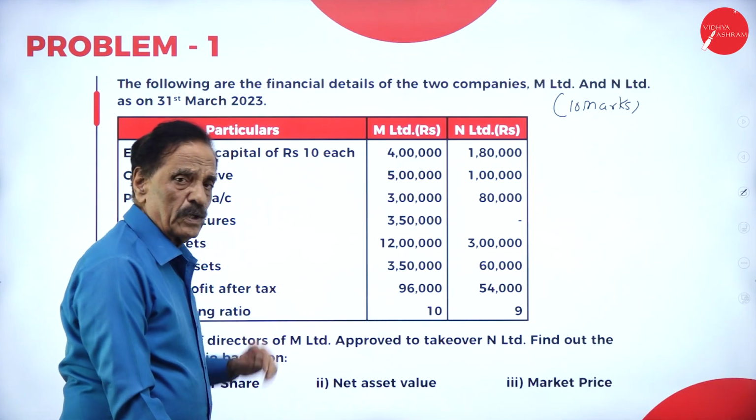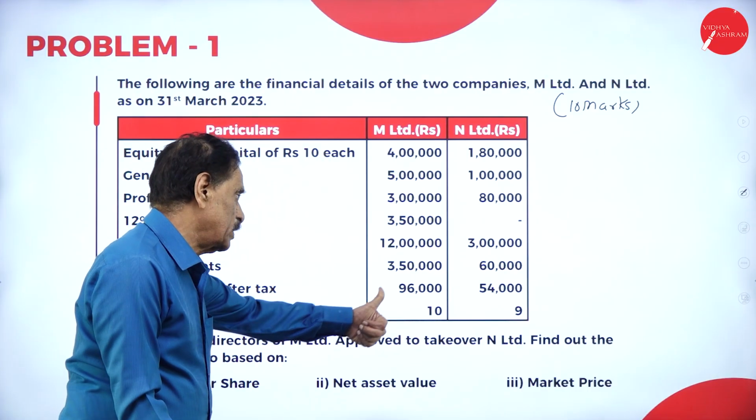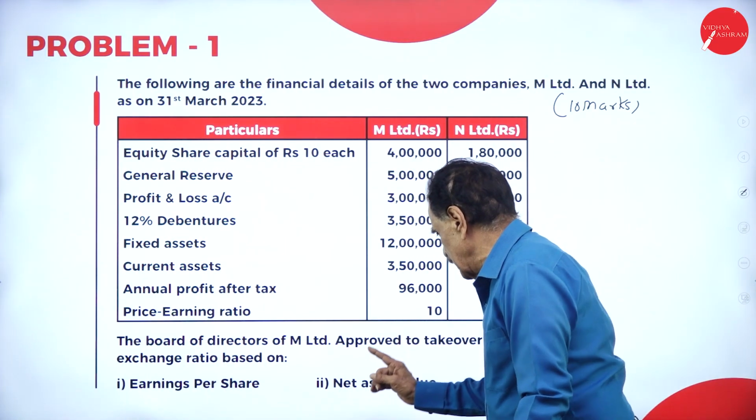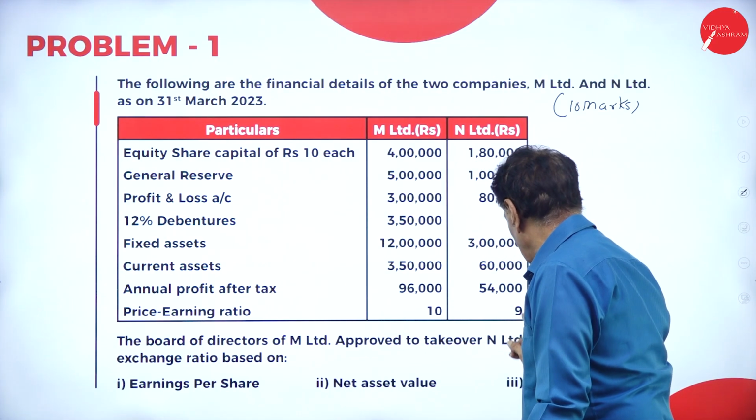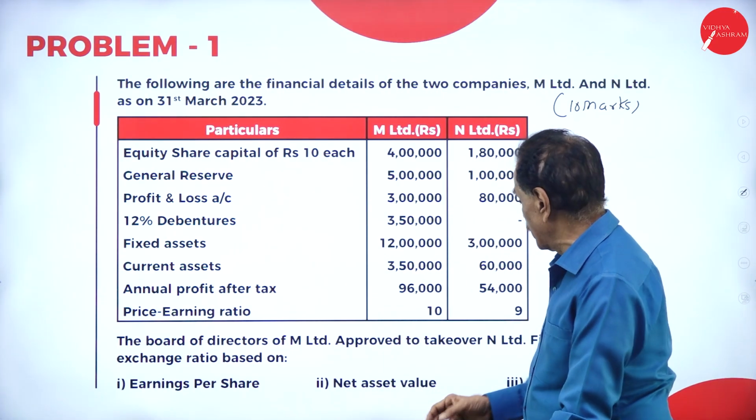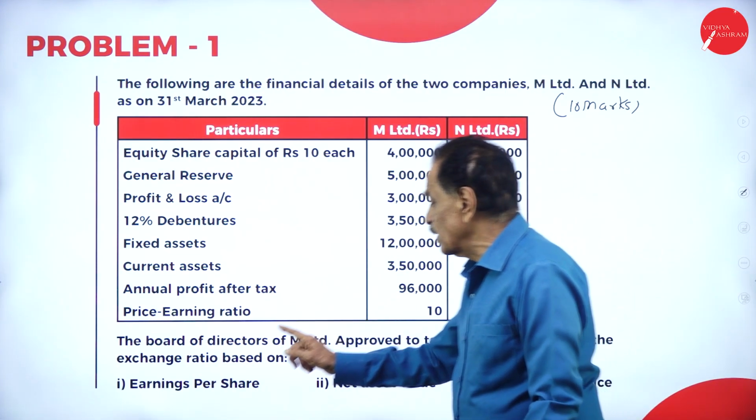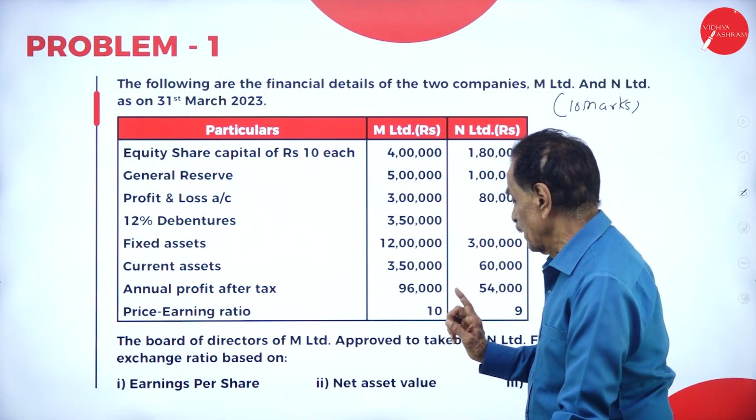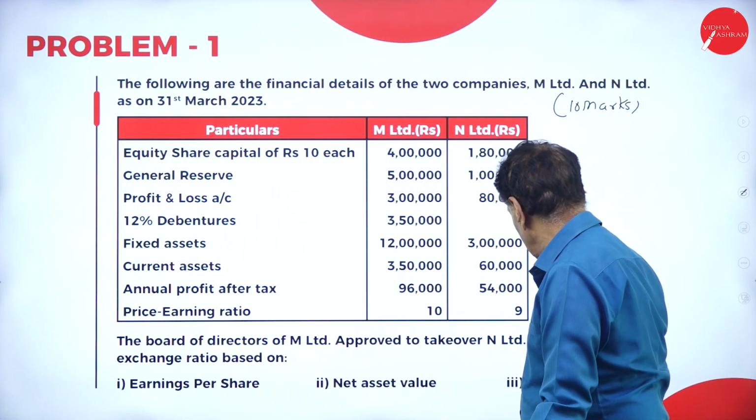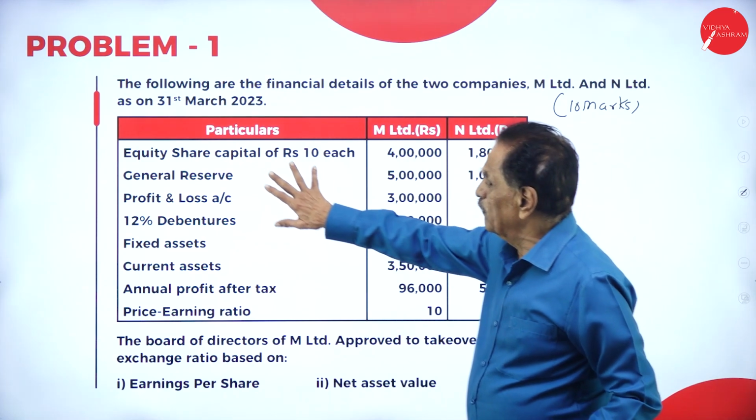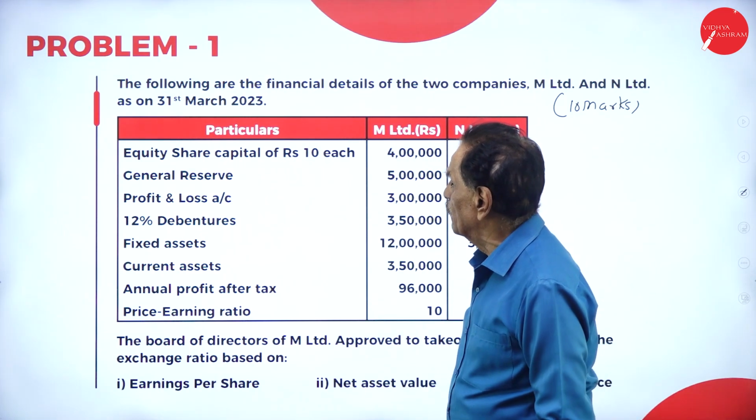Price earning ratio 10 and 9. The board of directors of M Limited approved to take over N Limited. Which is taking over? M Limited is taking over N Limited. Find out the exchange ratio based on earning per share, net asset value method, and market price. I'm going to explain these three methods. This is a problem given from the examination point of view.